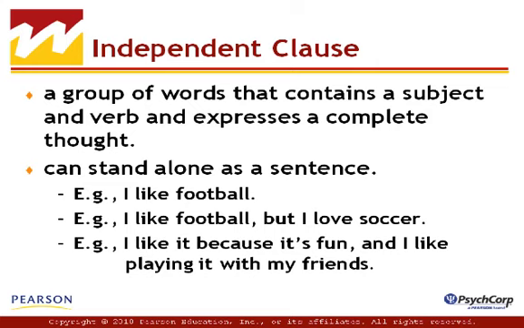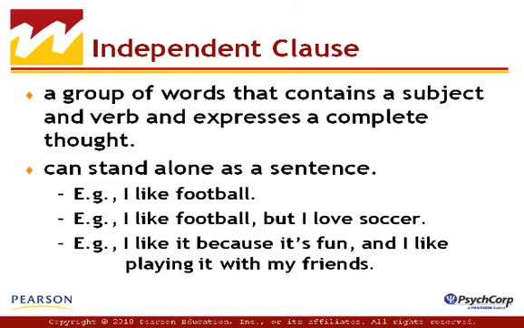Essentially, an independent clause is a group of words, and it could be a simple sentence, that includes a subject and a predicate, a group of words that includes a subject and a verb and that expresses a complete thought. It could stand alone as a sentence. So it could be a simple sentence like, I like football, or it could be a compound sentence. You'll notice here, I like football, but I love soccer. Those are 2 separate independent clauses that are joined with this coordinating conjunction, but.